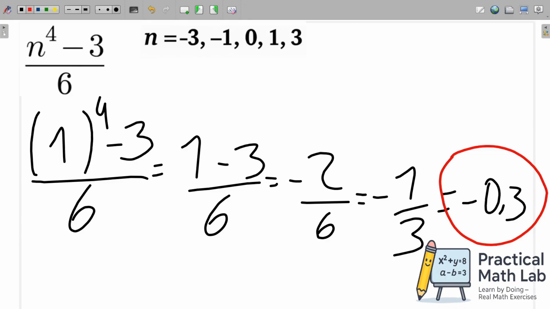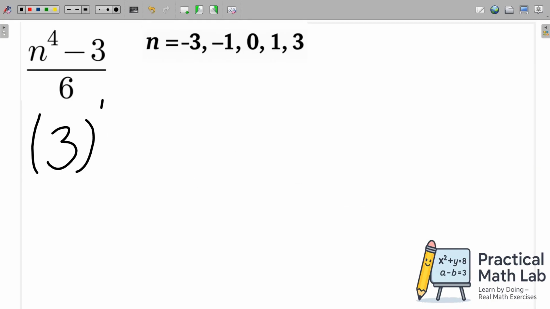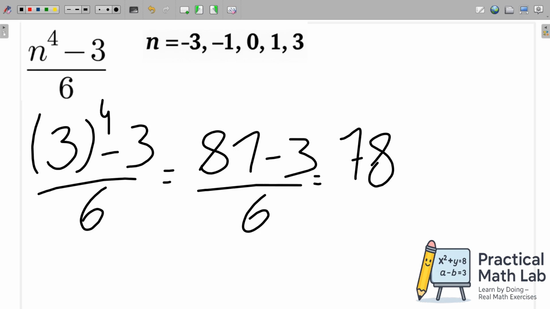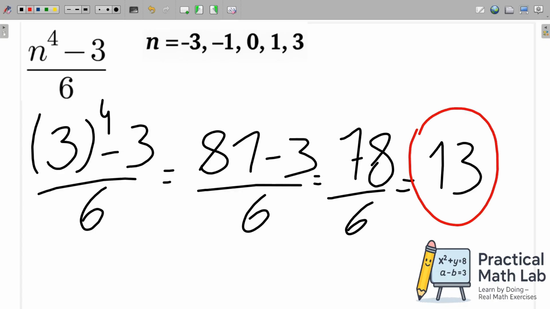And now let's substitute with 3. 3 to the power of 4 - 3/6. 3 to the power of 4, as we saw, is 81 minus 3 over 6, which equals 78 over 6, which is 13. So when n is 3, the expression gives 13.